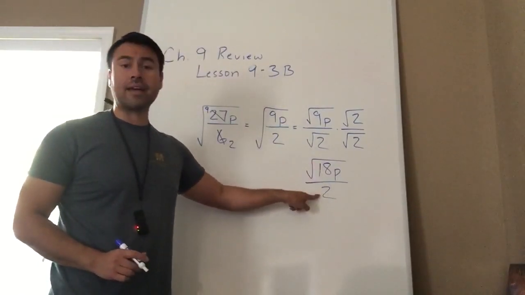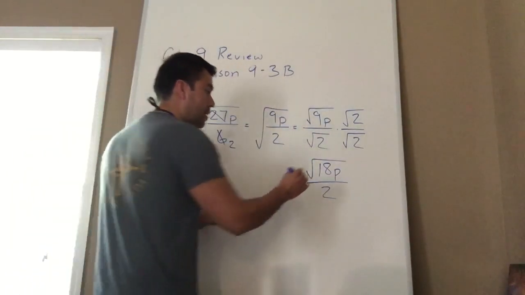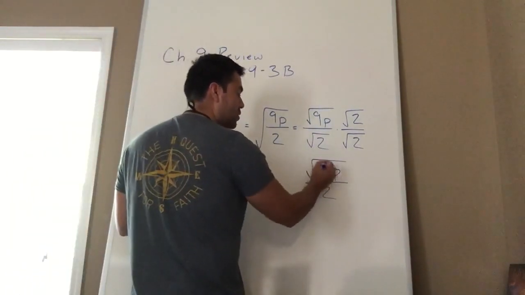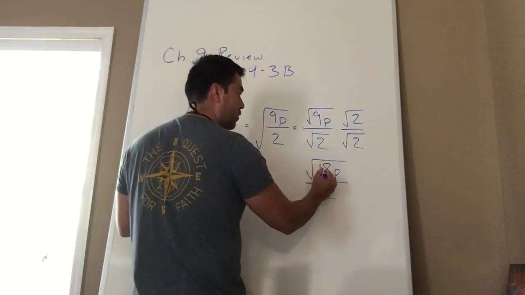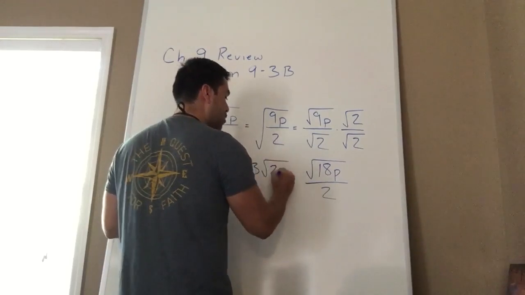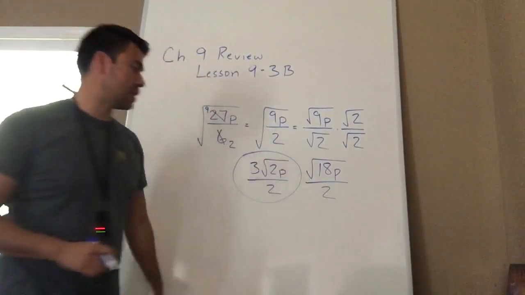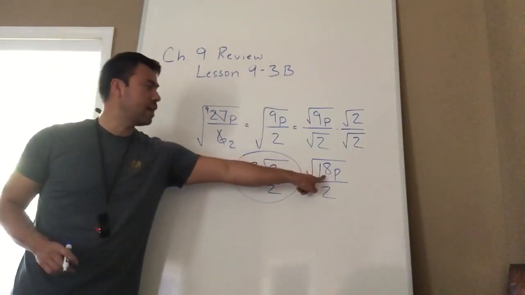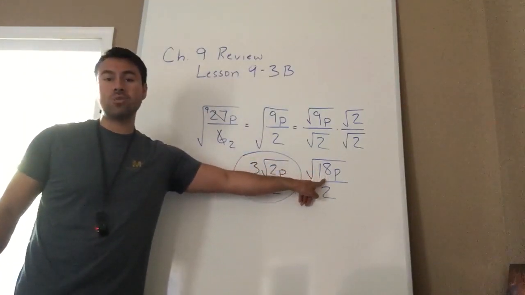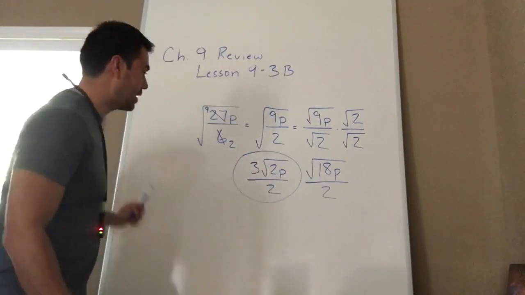18 and 2 will not cancel each other out at all, so we're not going to try to cancel those out. But I know that this can be reduced to 3 times the square root of 2. So I'm going to be left with 3 times the square root of 2p over 2. And that's going to be my final answer right there. So it has to be in simplest form. I factored that into 9 and 2, and 9 becomes 3 outside, 2 gets left behind, and nothing else factors out.